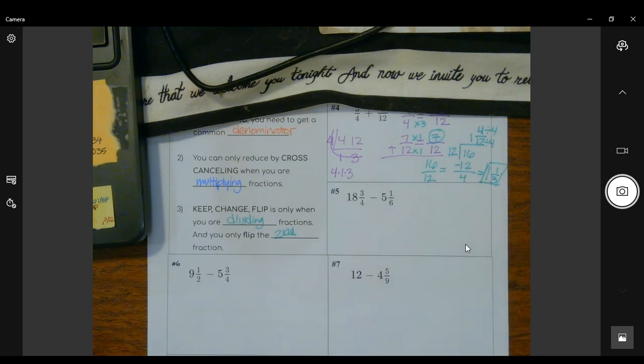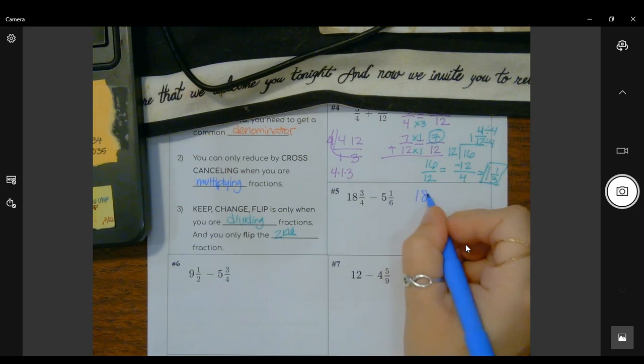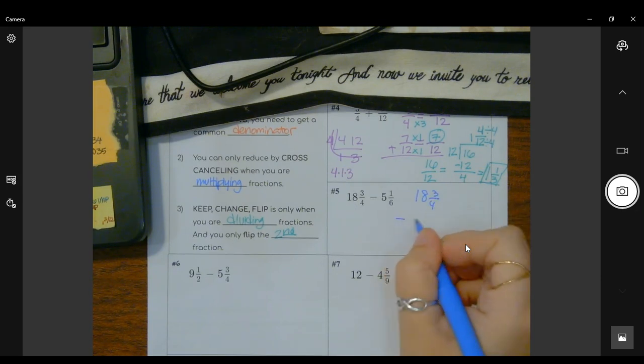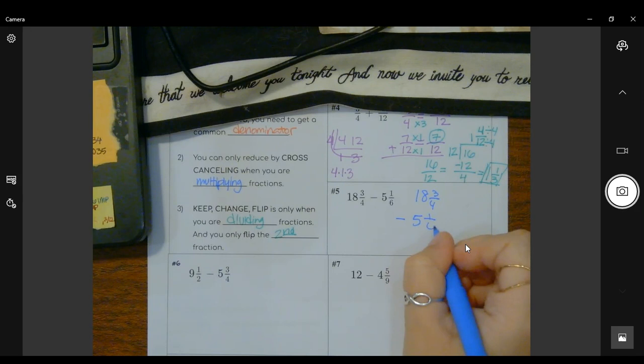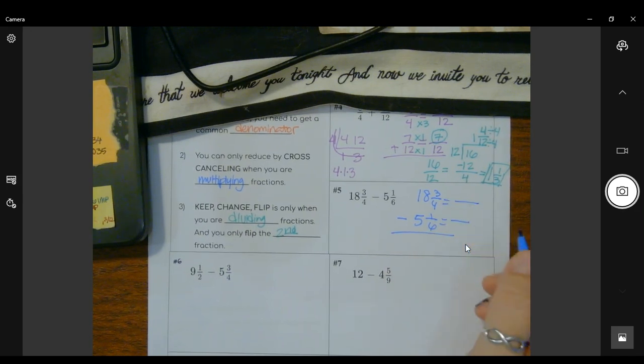Okay, if you didn't try that one by yourself first, at least try this one. So I have 18 3/4 minus 5 1/6. And I want to see, what can 4 and 6 both become? So the doing it in your head way, look at the bigger number, 6. Can 4 become 6? No. Well, 6 times 2 is 12. Can 4 become 12? Yes, it can.